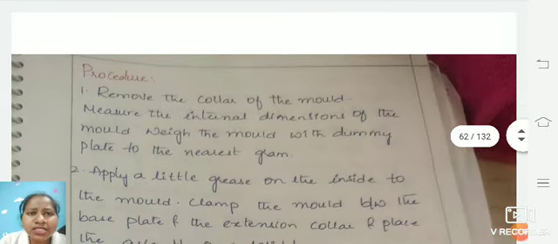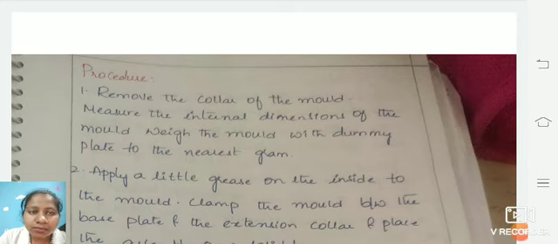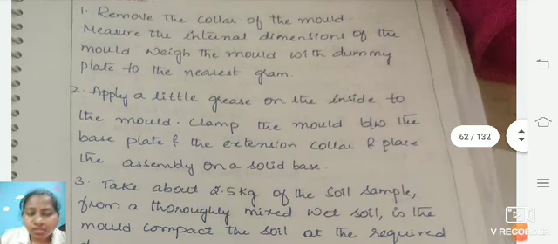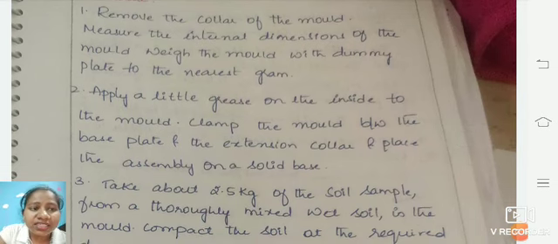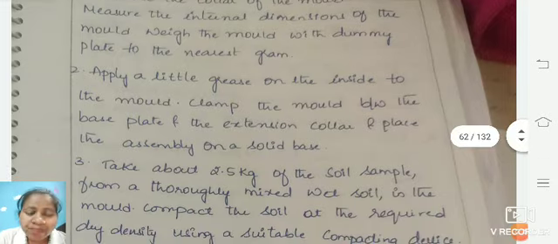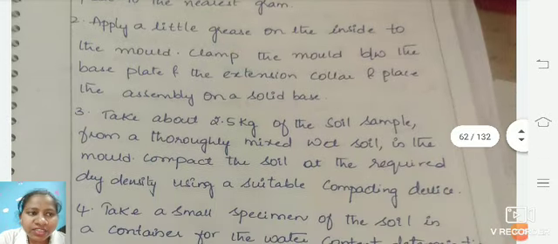And how is the procedure done? First you have to remove the collar from the mold, measure the internal diameter dimensions of the mold, and weigh the empty mold in grams, along with the dummy plate. Apply grease to the mold, and you have a base plate and also a plate on the collar. And you have to take 2.5 kg of soil sample.